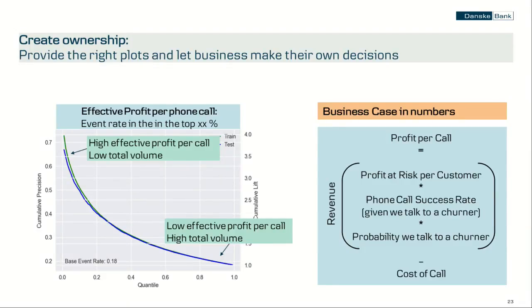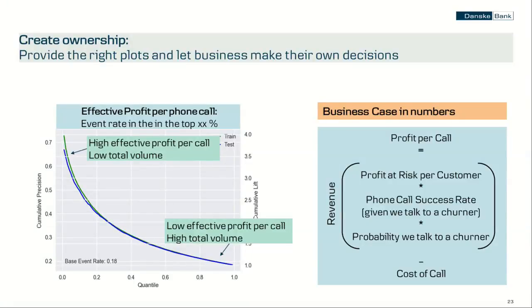So let's look at the business case in numbers, the one that we've seen before. We know the cost of a call, business knows that because they know how much they're going to pay the person calling. Profit at risk per customer is just a historic number that you can get out of the database, or business analysts, I mean they have a couple of analysts, at least in our case, can do that. Phone call success rate is a number you will find out during a pilot, but it's a number that business will give to you. So the only number that is missing for them to do the whole business case scenario for themselves is the probability to talk to a churner.